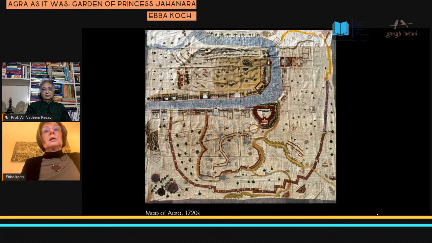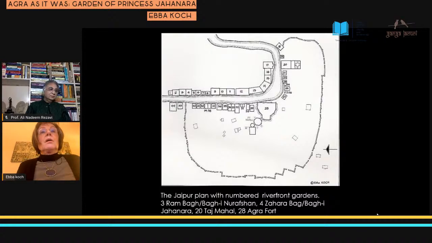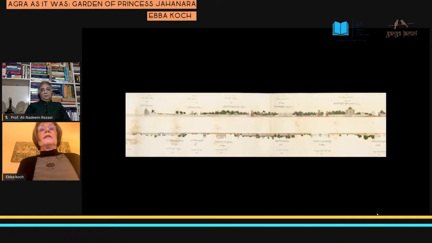So I based my reconstruction on this map, and this was confirmed by a recent addition to the British Library collection. Can we have the next slide? Which is of crucial importance in recreating the appearance of what has been one of the great imperial cities of the world as it appeared in the early 19th century.